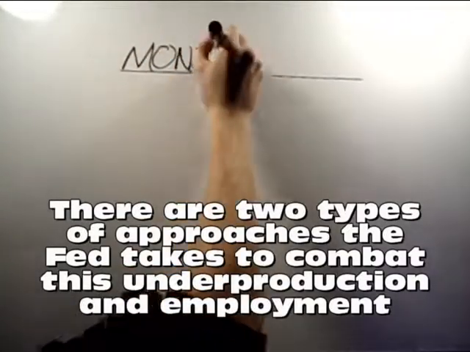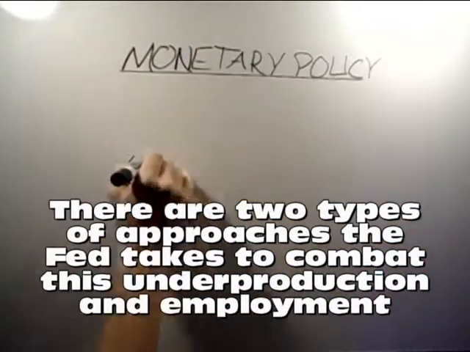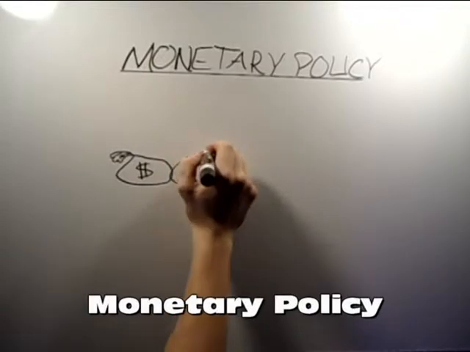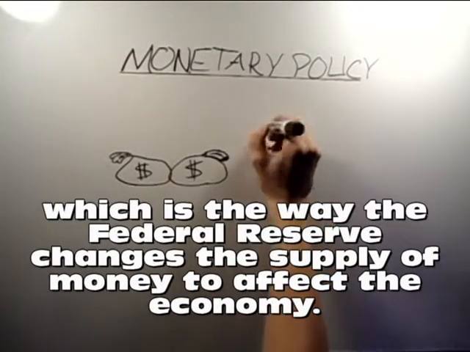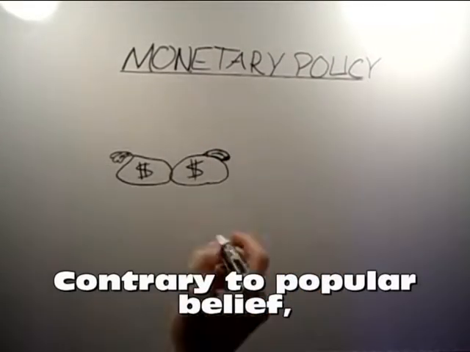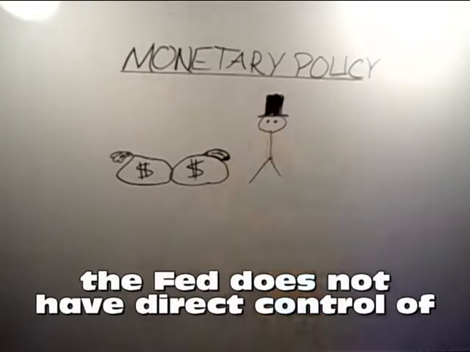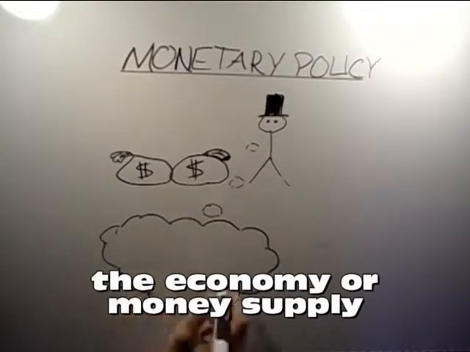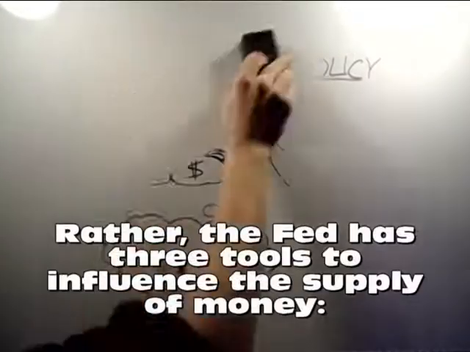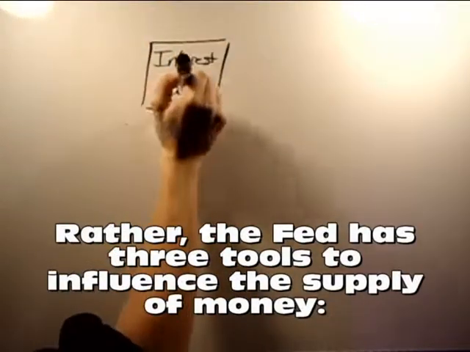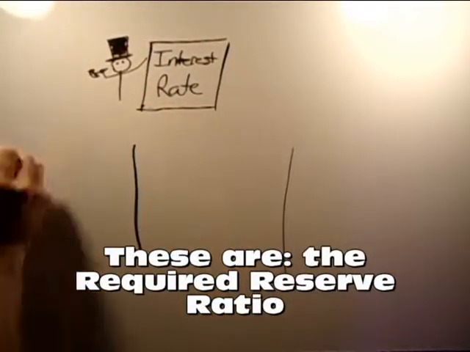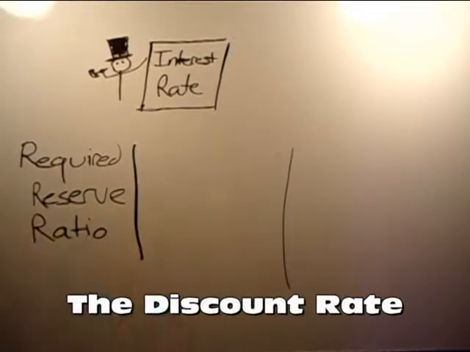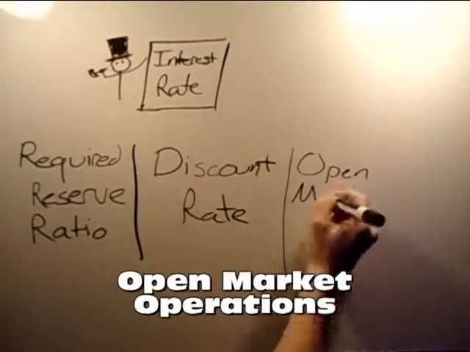There are two types of approaches the Fed takes to combat this underproduction in employment. The first is monetary policy, which is the way the Federal Reserve changes the supply of money to affect the economy. Contrary to popular belief, the Fed does not have direct control over the economy or the money supply. Rather, the Fed has three tools to influence the supply of money, and in turn, the interest rate. These are the required reserve ratio, the discount rate, and open market operations.